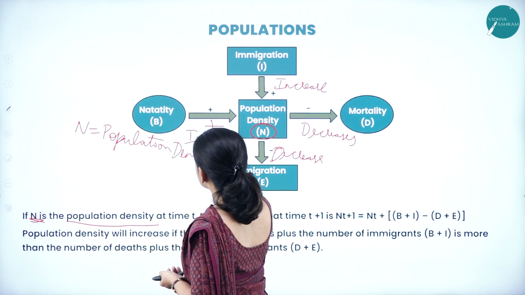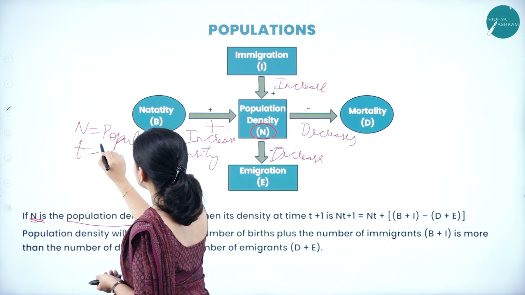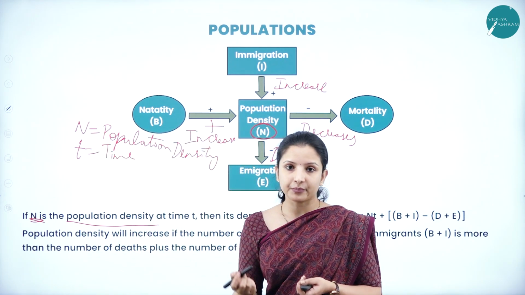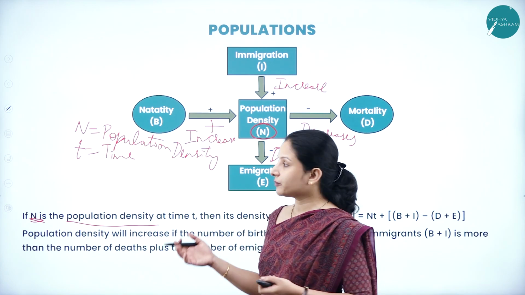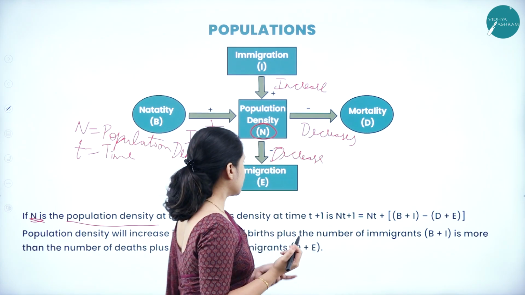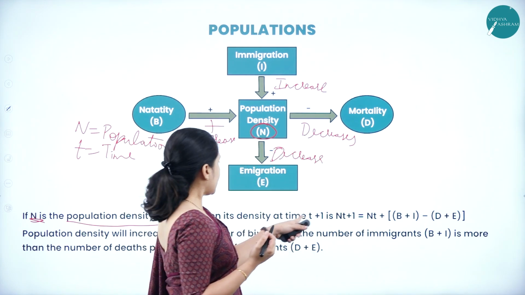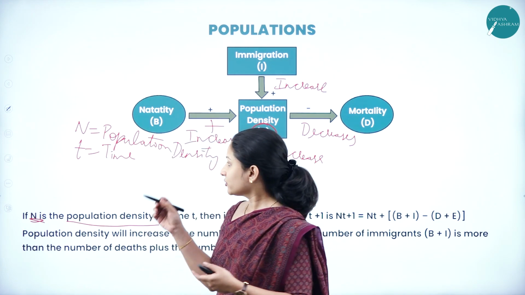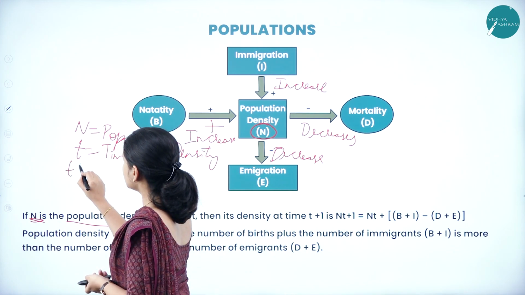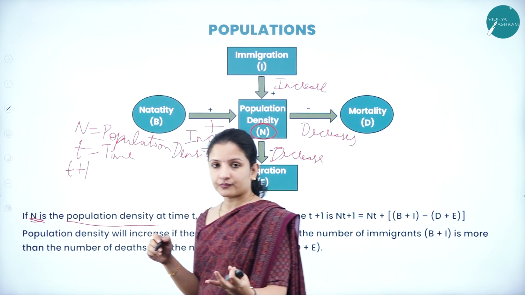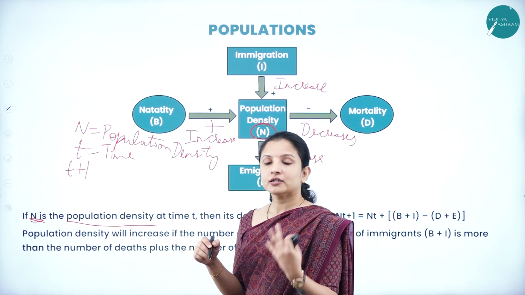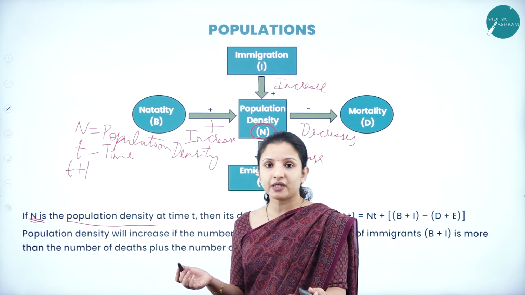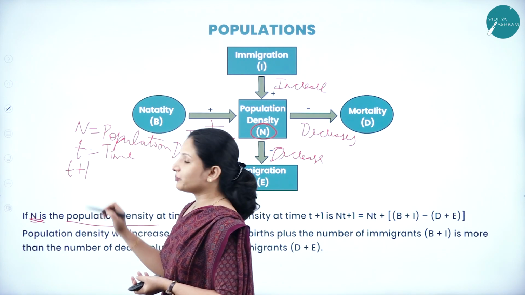Then the time is T, here is the time. So every time a population is measured per capita at a particular time. So, T is the time here. Next, they have given the density at time T plus 1. So, density at time T plus 1 means after a year or after a month or something. Whether it has increased or decreased, we need to check after a certain period. That is why it is called T plus 1.